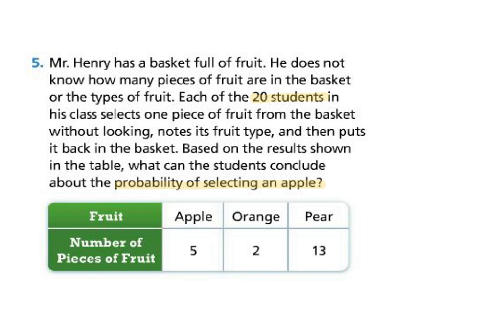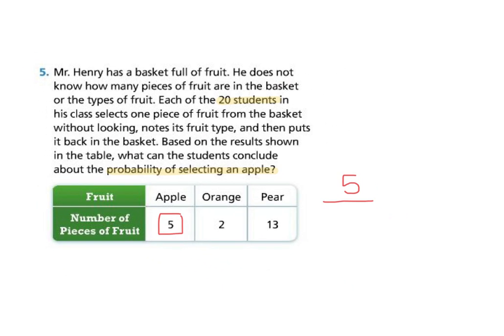Okay, so the first thing that we're going to want to do here is determine how many apples were placed in that basket. Here on the chart, you can see that there were 5 apples placed in the basket. So my numerator will be 5. Okay? Now, we need to make sure you understand how to get the denominator.